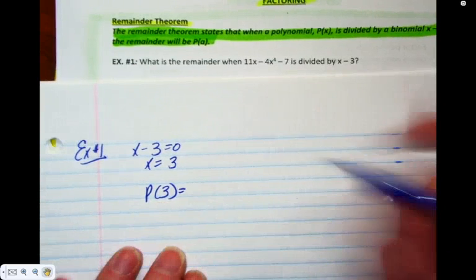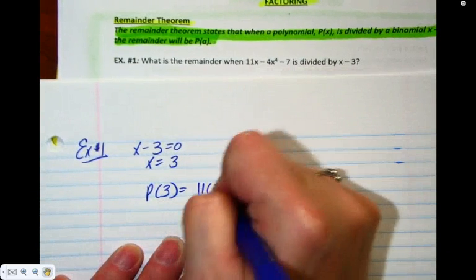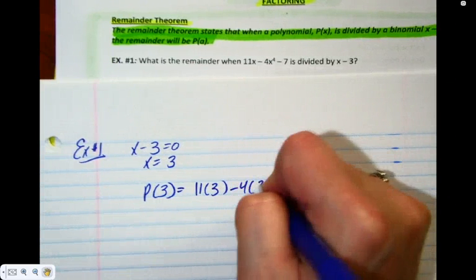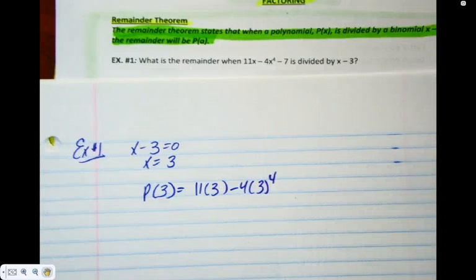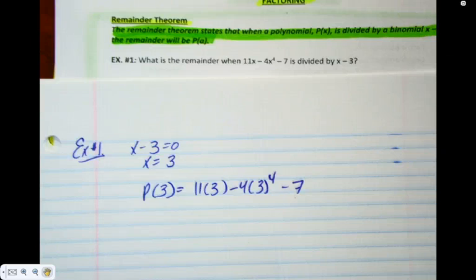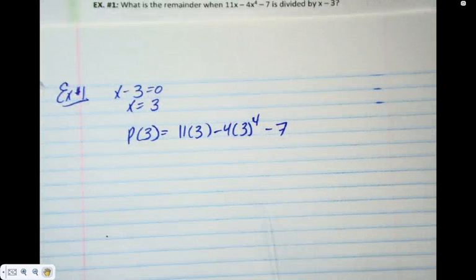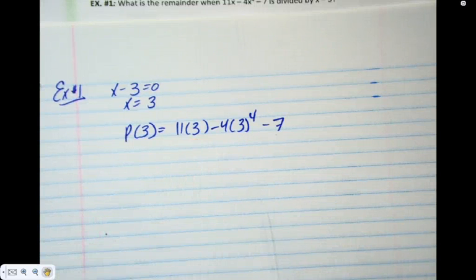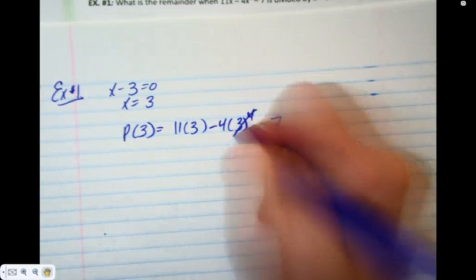So I'm going to take the polynomial. I'm going to take out the x after the 11, put in 3. I'm going to take the x and put it to the 4th. And then I've got a minus 7. And all remainder theorem says is that whatever that's equal to, that's the remainder. So we have to do some BEDMAS here. What comes first in BEDMAS? Brackets. There's nothing I can simplify in the brackets. After brackets comes exponent. So I would need to do the 3 to the 4th first.